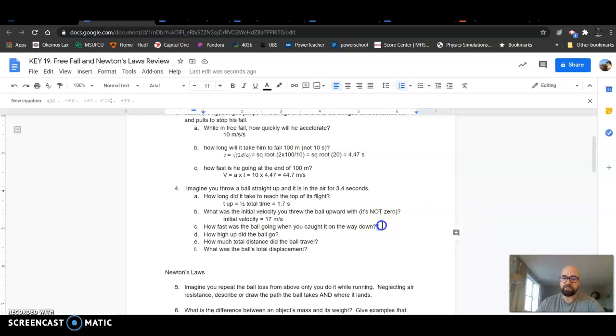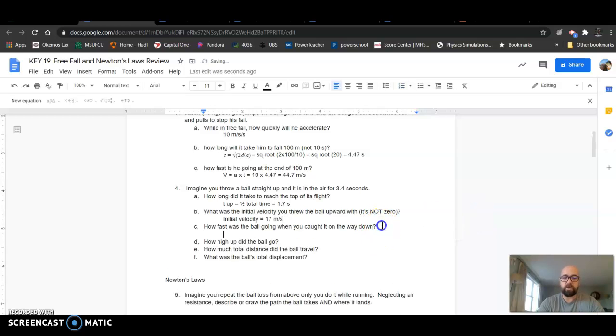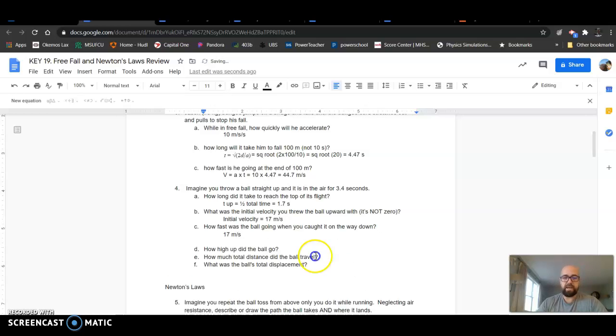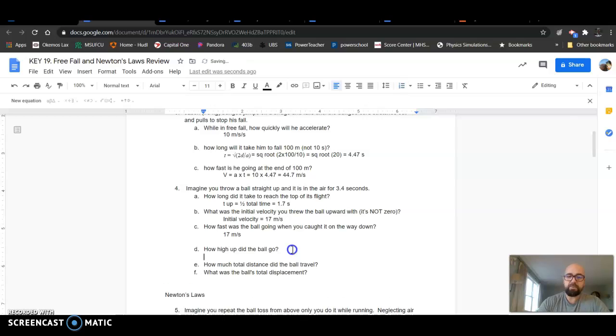And then how fast was it going when you caught it on the way down? So remember, the trip up is the same as the trip down. So if it started at 17, gets to 0 at the top, by the time it comes back down and I catch it, it's now going 17 meters per second again, in the opposite direction. So this is a very conceptual question, one you don't have to do any math for. How high up did the ball go?